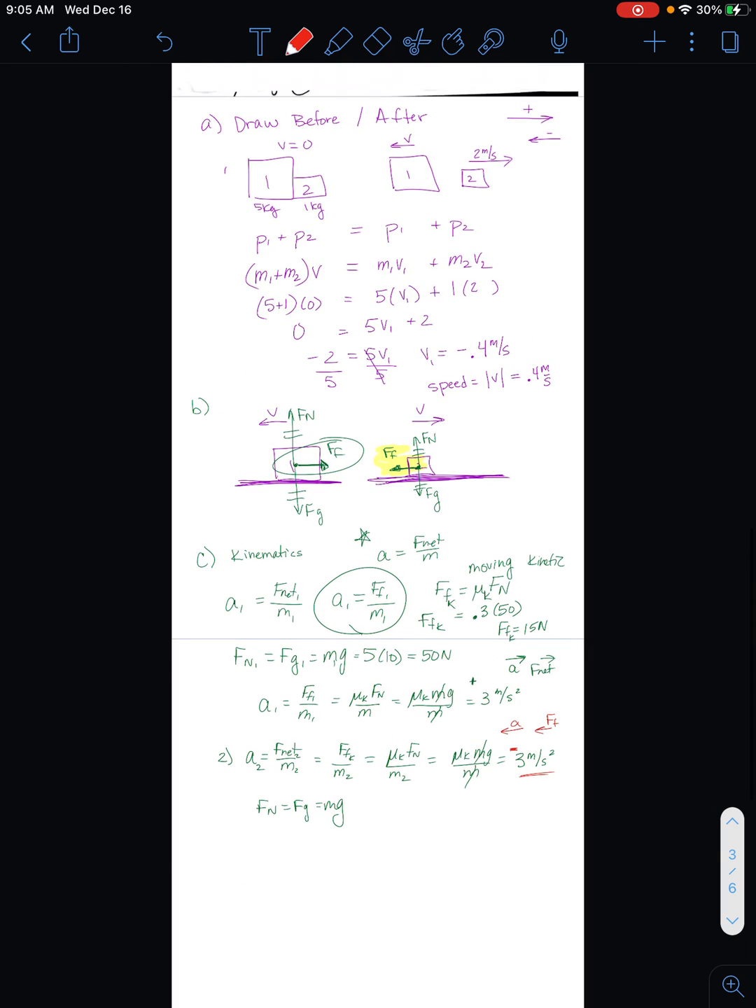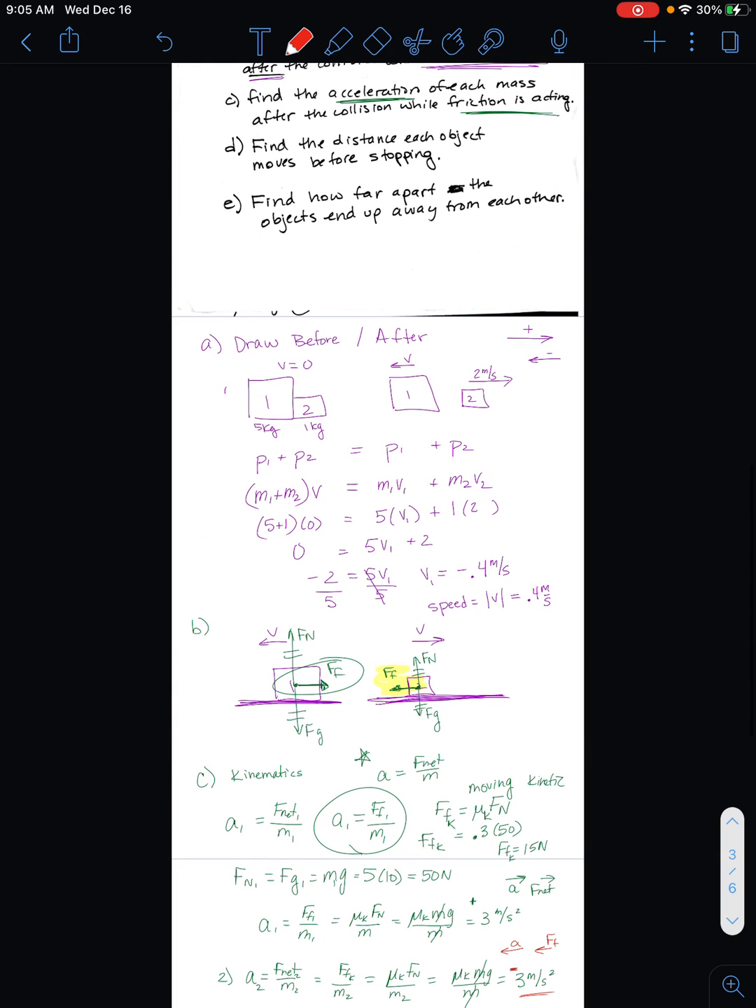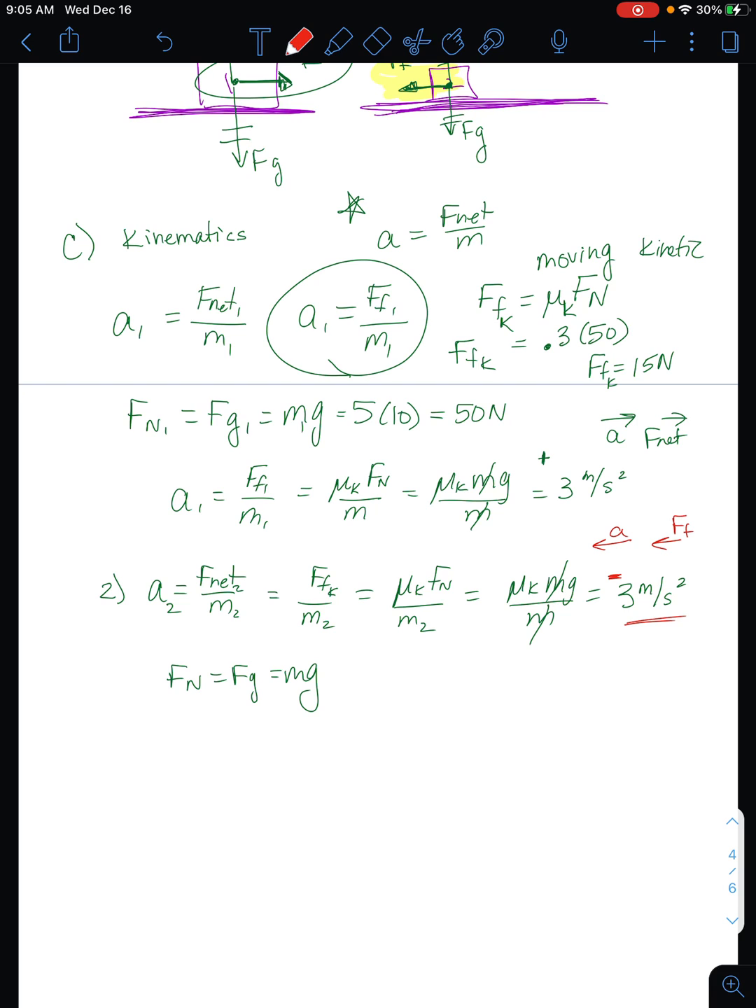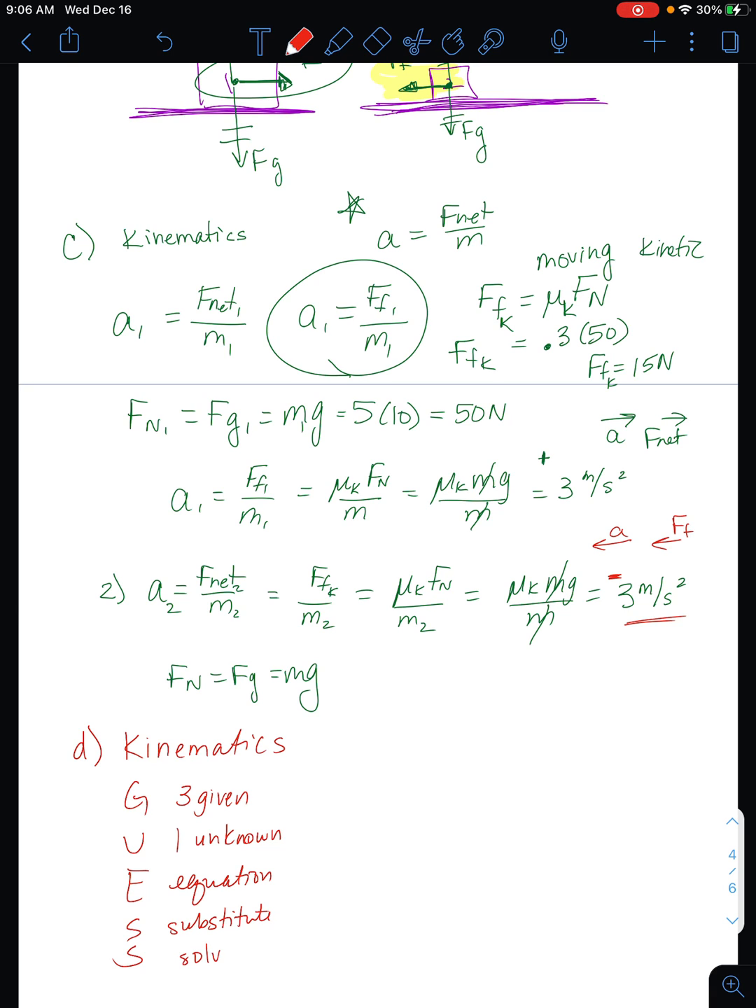All right, now I am going to find the distance of each object before it stops. To find the distance of each object before it stops, I think I'm going to go back to my kinematics equations. How far, how fast, how long. With my kinematics equations, I always have that GUESS method. I always have to have 3 given variables, 1 unknown variable. Then I write what equation I want to use. I substitute into that equation, and then I solve.